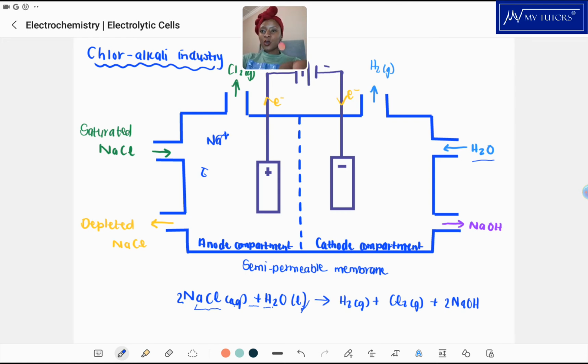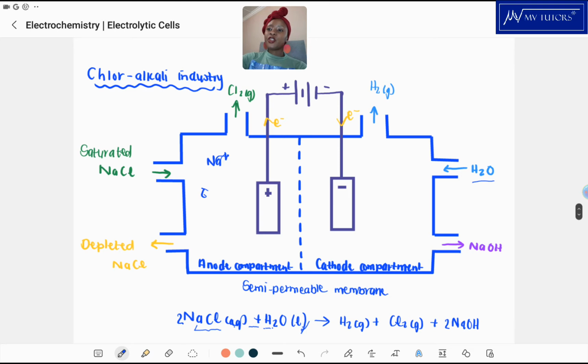Okay, so you're going to have your sodium ions in the anode compartment as well as your chloride ions. Okay, so you have chloride ions, sodium, sodium. And basically, what would then be the purpose of this membrane?